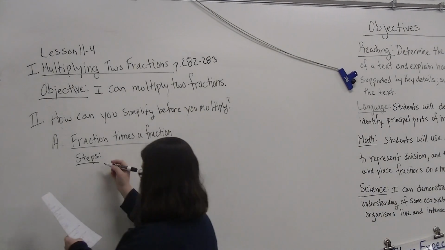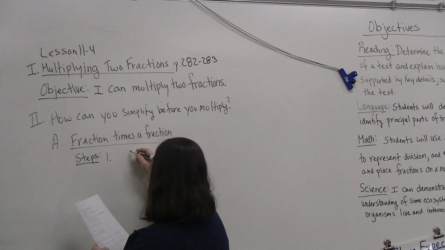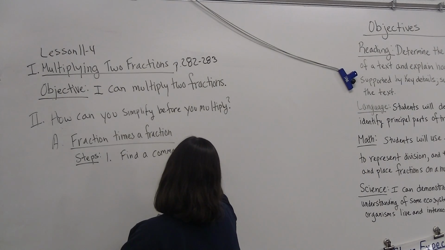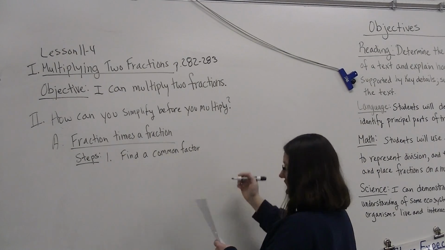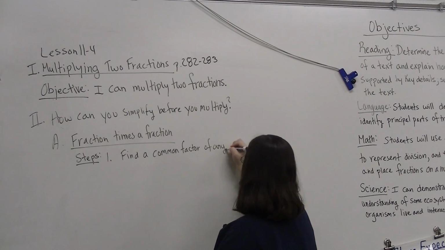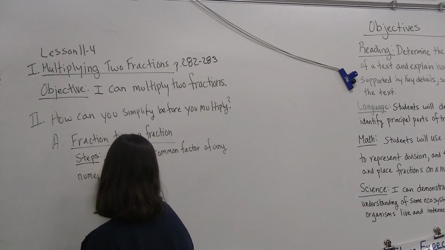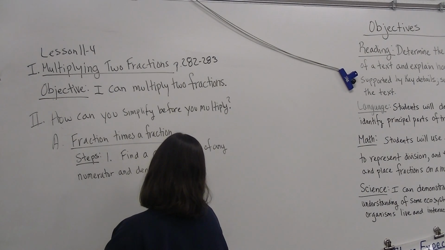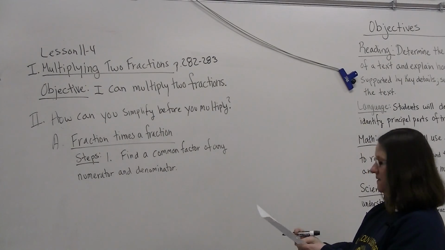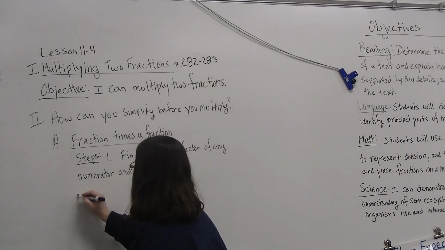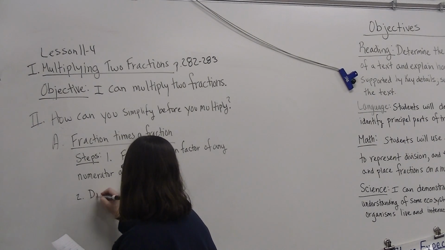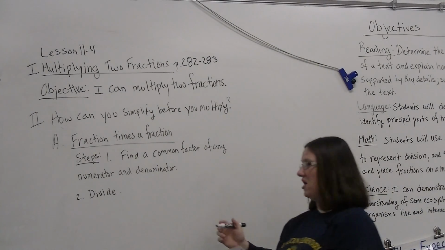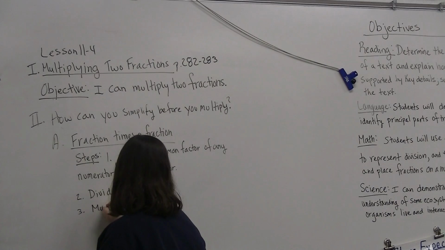The first step is going to be to find a common factor. So step 1, find a common factor of any numerator and denominator. Once you've found that common factor, your step 2 will be to divide those numbers by the common factor. And then your last step, the third step, will be to multiply.